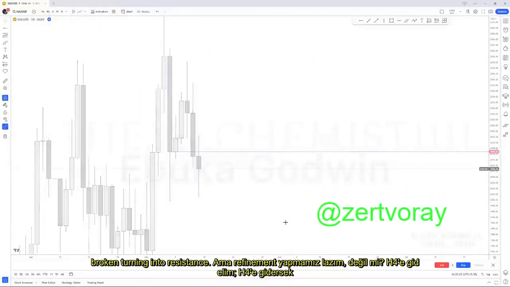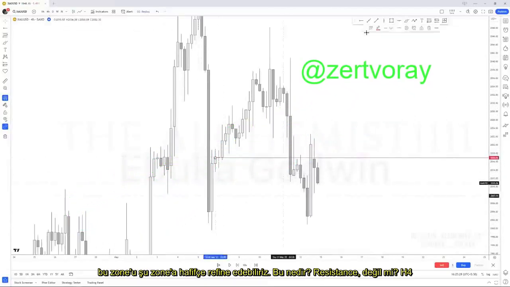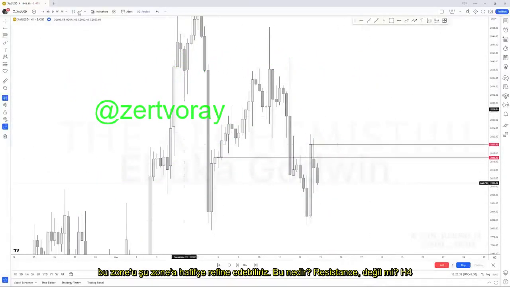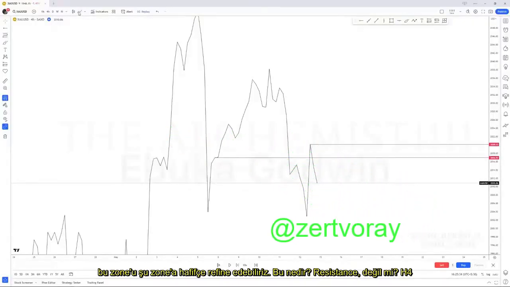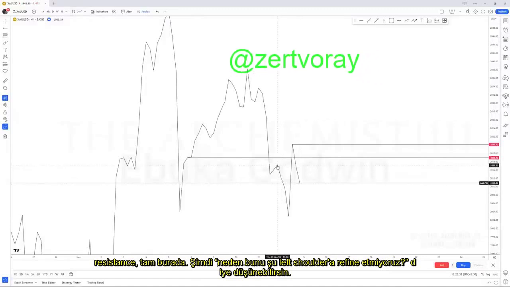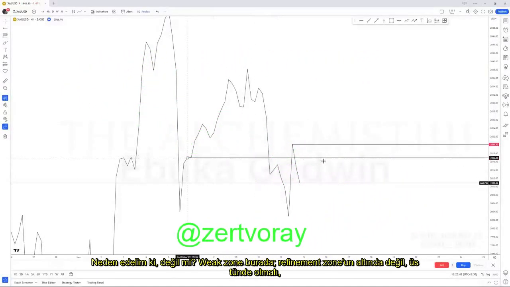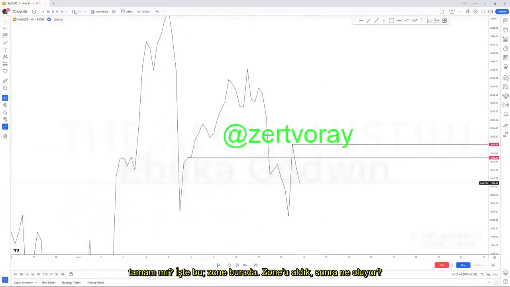So let's go to H4. If we go to H4, now we can do a slight refinement of this zone into this zone. What is this? A resistance, right? H4 resistance, right here. Now you might wonder, why are we not going to refine it into this left shoulder? The weekly zone is here. A refinement should be above the zone, not below the zone.